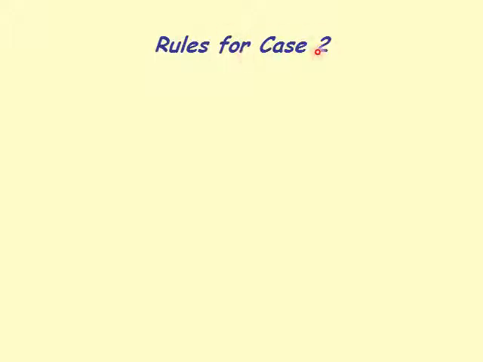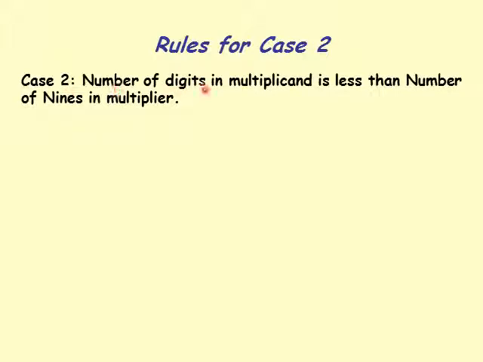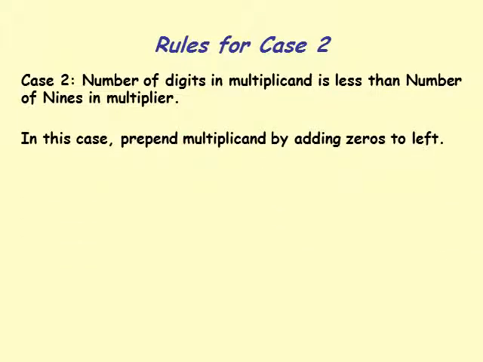Let's do the rules for case number 2. Case 2 is where the multiplier has a larger length than the multiplicand does. So we have more nines than the digits in the multiplicand. The number of digits in the multiplicand is less than the number of nines in the multiplier. That's case 2 here. In this case, prepend the multiplicand by adding zeros to the left.